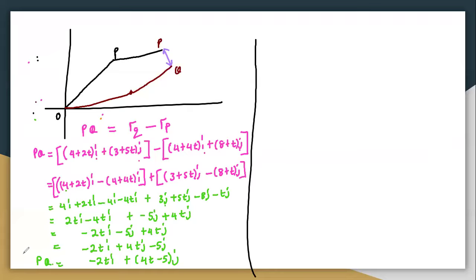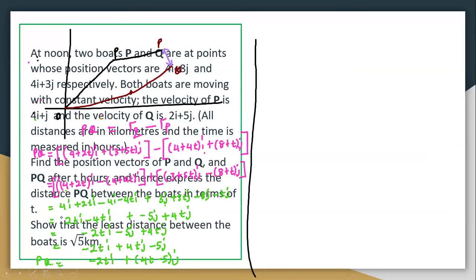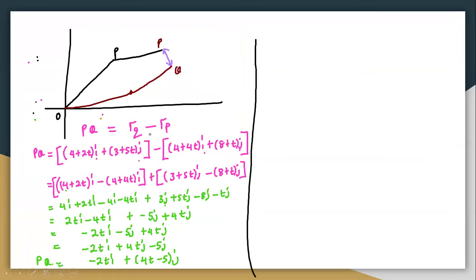So after here, when you go back to our question, it wanted us to show, okay, I don't want to clean this side. So they told us to express the distance PQ between the boats in terms of t. Now, what we have obtained is PQ, but it's not the distance, because we know that between the two boats the position vector is this, but we have not found the distance. So to get the distance, we say that distance is the length, the magnitude.